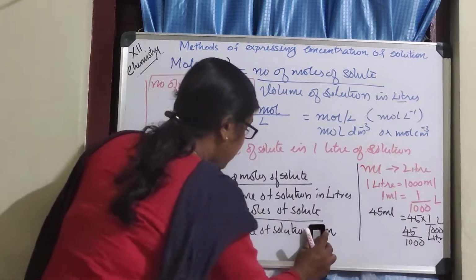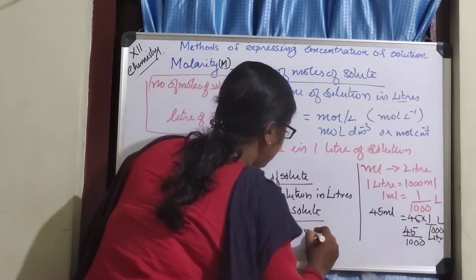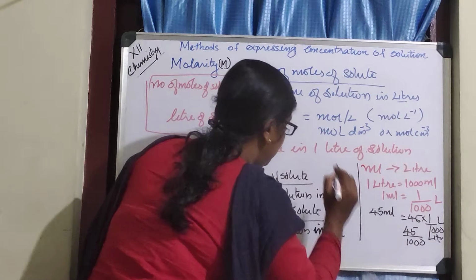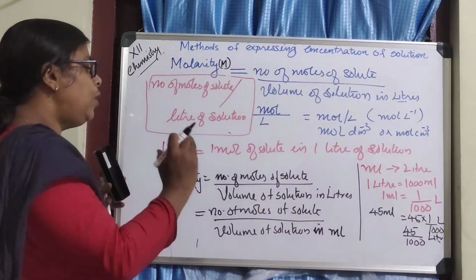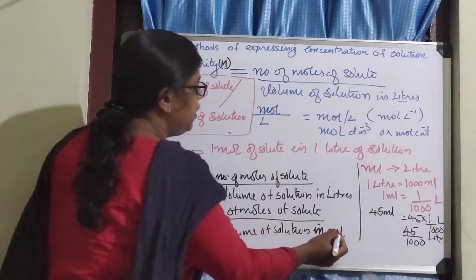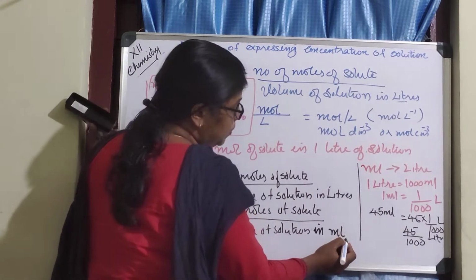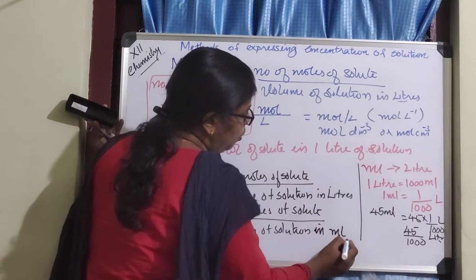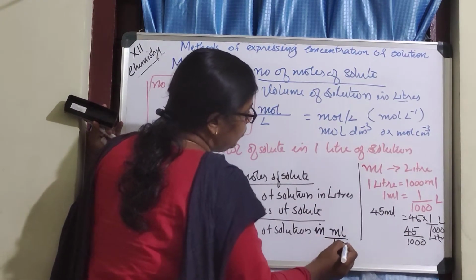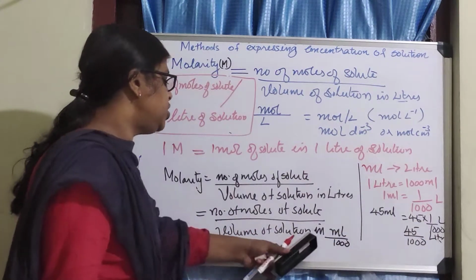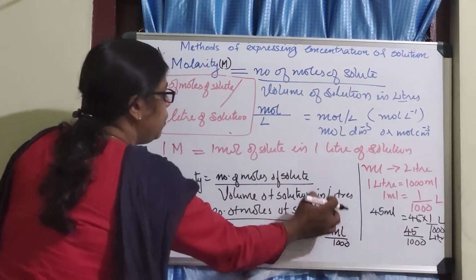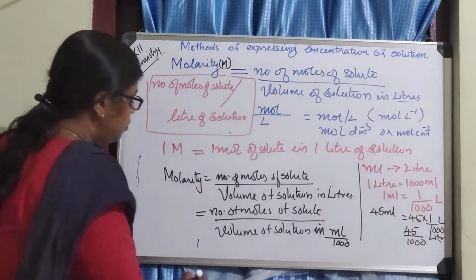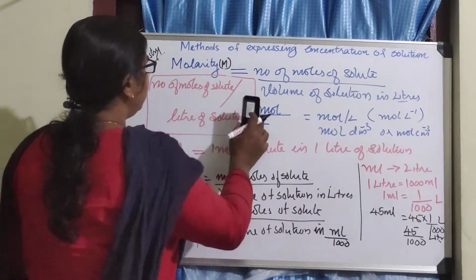Volume of solution in ml. Okay, so volume of solution in ml. Before converting the solution volume expressed in ml to liter, what we have to do? We have to divide this by 1000. On rearranging, what we will get? This 1000 will go to the numerator. So we can rewrite this equation.